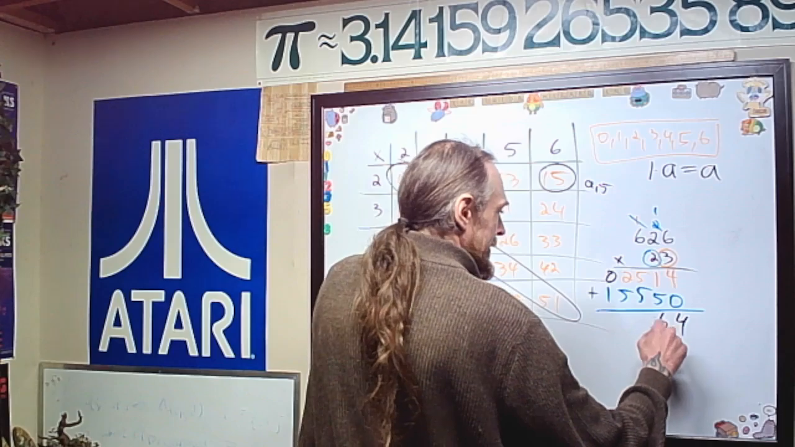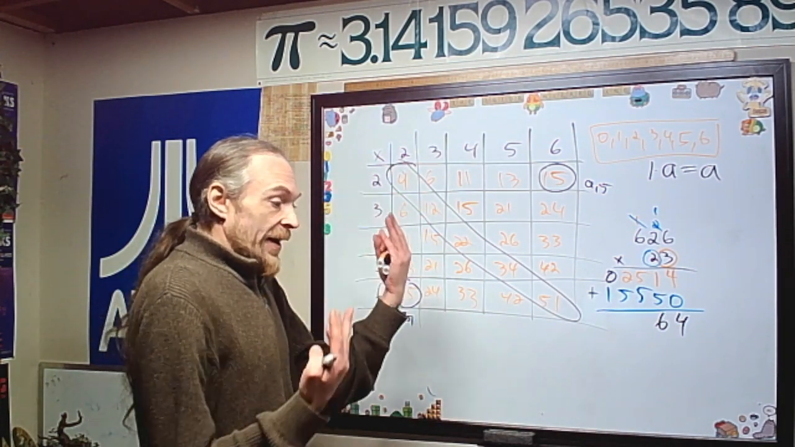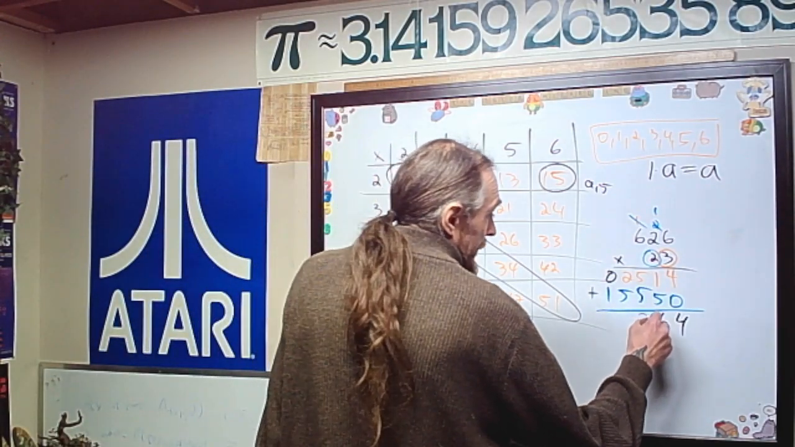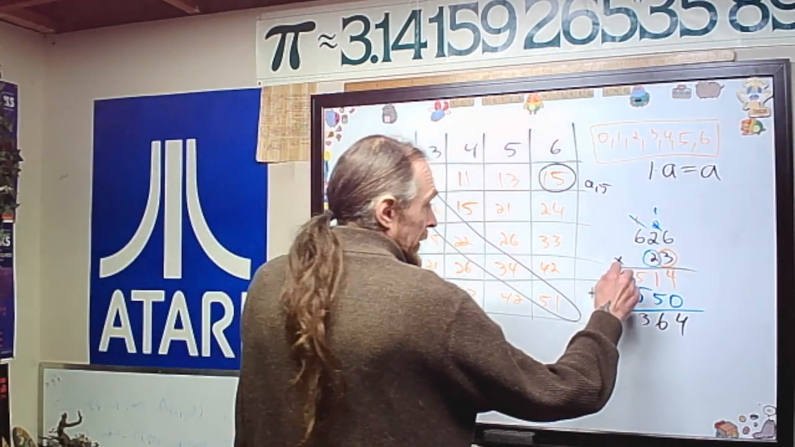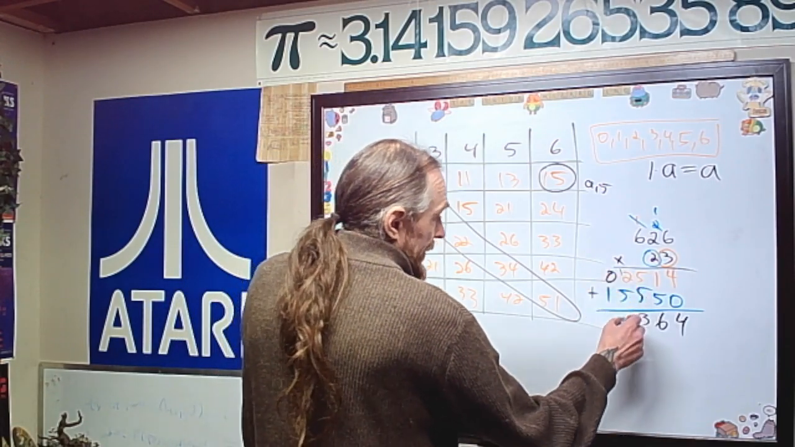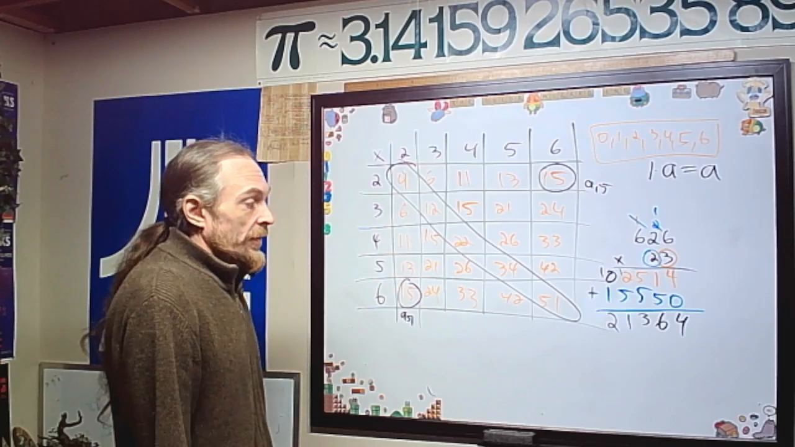4, 6, 10. And now I'm looking at the addition table in my mind. 5 plus 5 is what? It is 10, but that's 13 in base 7. 1 group of 7 plus 3. So I carry it. I get 5 plus 2 is 10, so that's 11. And I get 2. 2, 1, 3, 6.